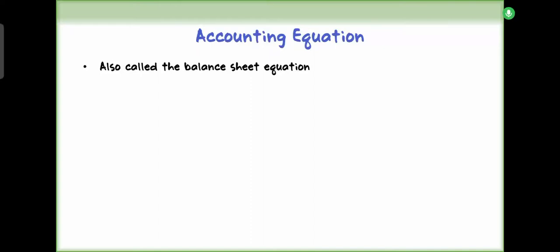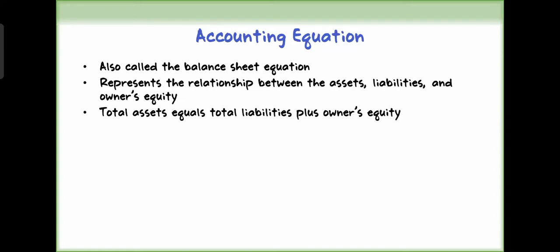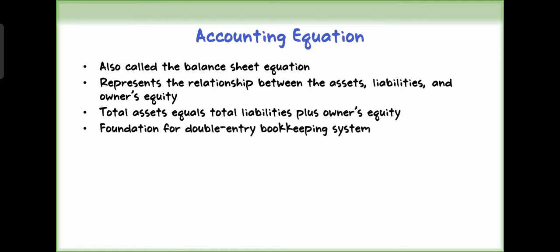For a tabular analysis of transactions. The accounting equation, also called the balance sheet equation, represents the relationship between assets, liabilities, and owner's equity. The equation shows that the total assets of a business must equal the sum of total liabilities plus owner's equity. It is the foundation for the double-entry bookkeeping system. Every internal and external transaction of a business will affect the business equation.